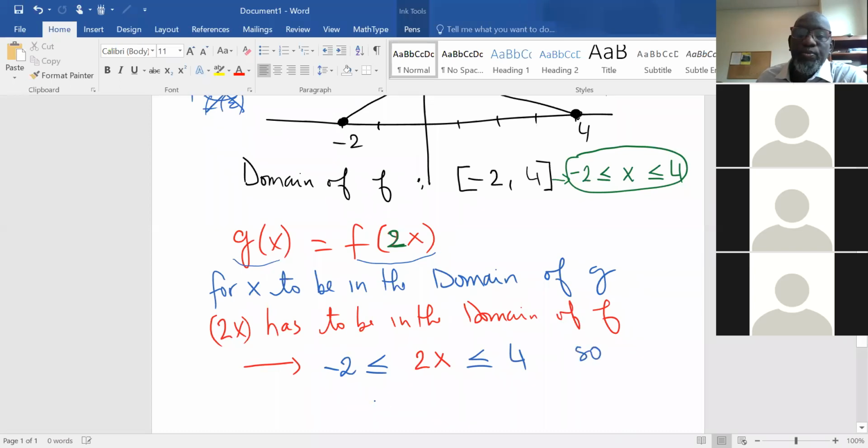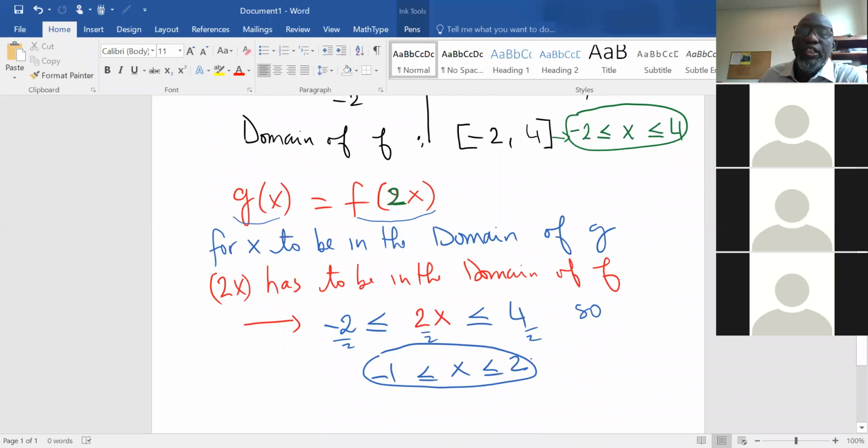So x has to be between -1 and 2. You see? So which means what is the domain of g then? The domain of g is only -1 to 2. So compare the domain of g with the domain of f. What happened? Did it shrink or did it stretch? It shrunk by 2.